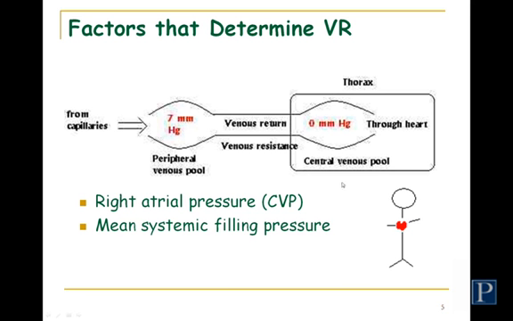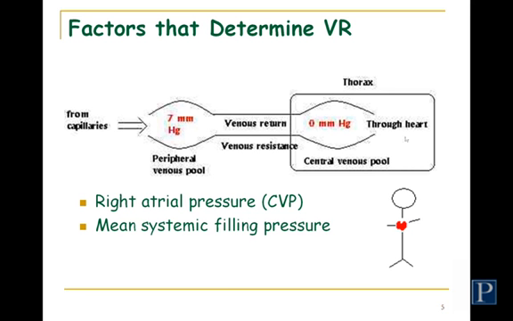So blood leaves the central venous pool at whatever your cardiac output is, and since venous return is equal to your cardiac output, they should be the same. Under resting conditions, it's going to be about 5 liters per minute.